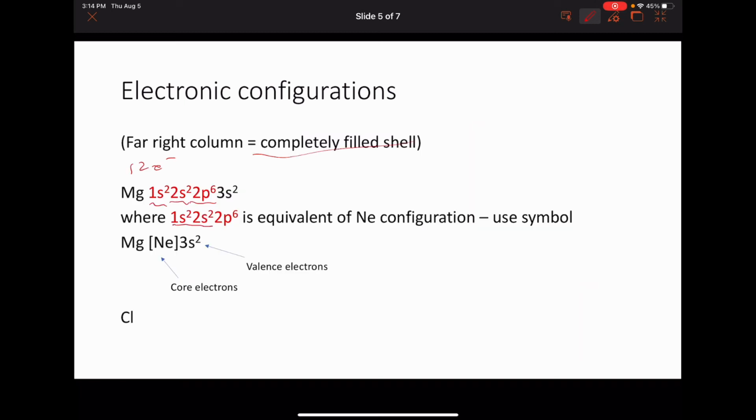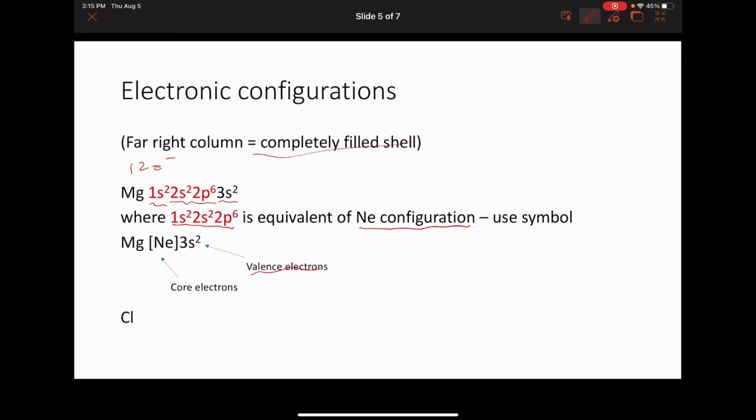And so, like I said here, this is equivalent to the neon configuration. So it's actually simpler. We don't really need to write all these 1s2, 2s2, 2p6 because they're completely filled shell. And they're actually what we call core electrons. They don't participate in much of chemistry. So we're really only interested in the last row electrons, the valence electrons.